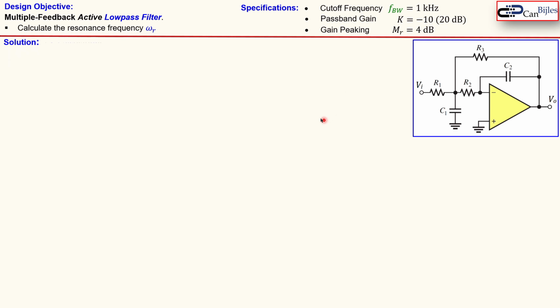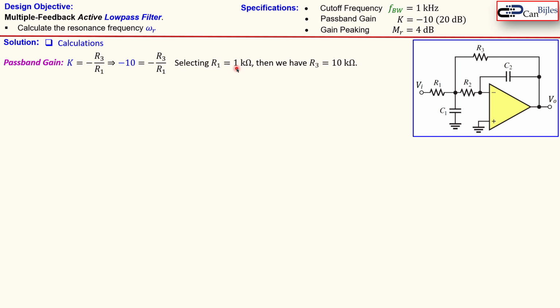Okay, let's do our solutions. First we start with the passband gain, because that is what we need to have as -10. And that is the formula we need to use here, which is then minus R3 over R1, and that must be -10. See, here are two unknowns, so we can now select one of the components, let's say R1 or R3, and we calculate the other one. I will now select R1 as 1 kilo ohm, and then we can calculate R3 as 10 kilo ohm. So that will be a ratio of 10 here. So that is done. We have now R1 and R3.